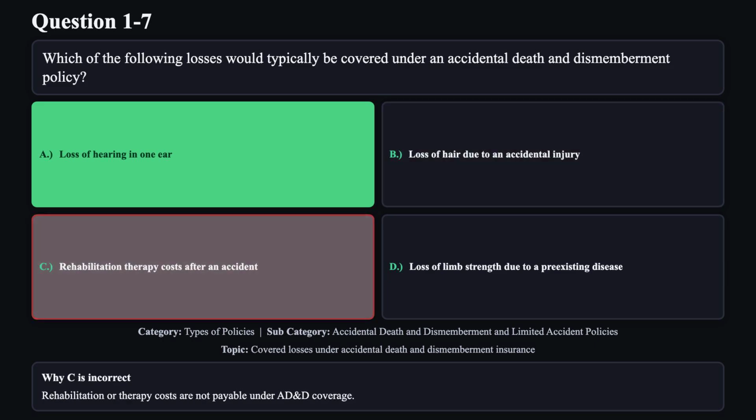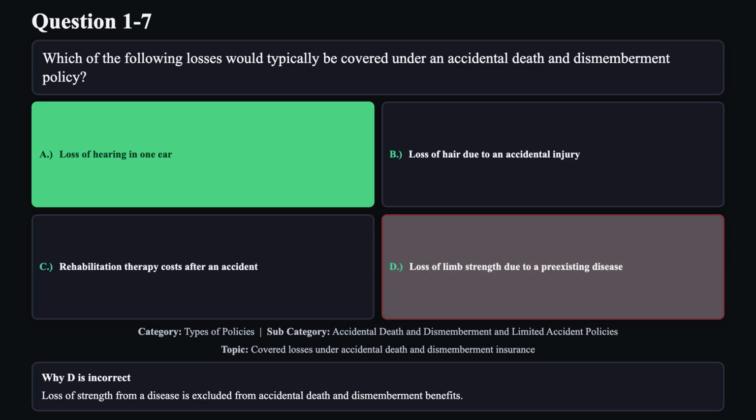Reason C is not correct. Rehabilitation or therapy costs are not payable under AD&D coverage. Reason D is not correct. Loss of strength from a disease is excluded from accidental death and dismemberment benefits.